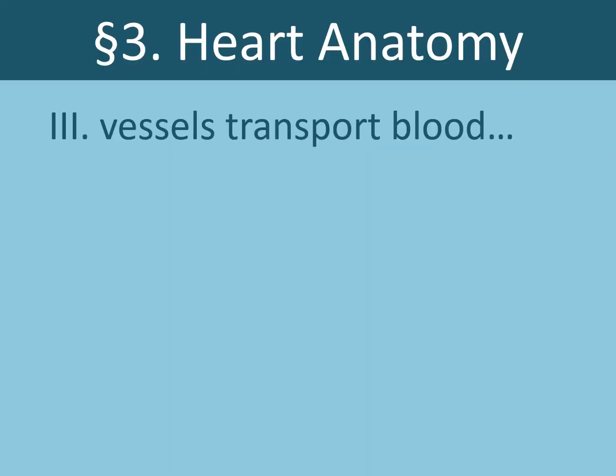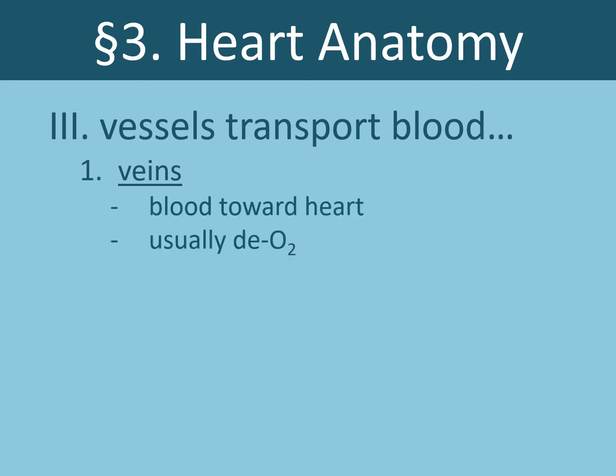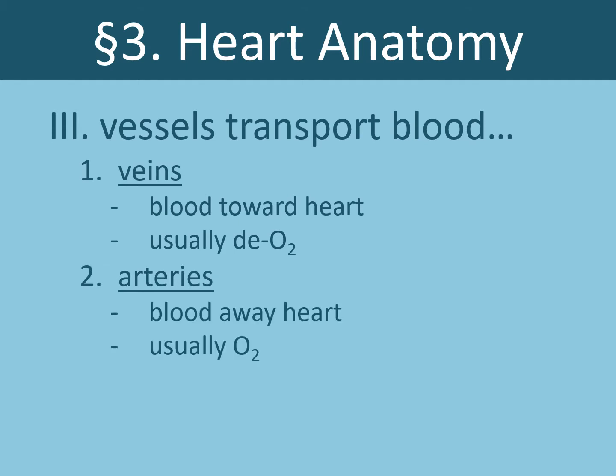The blood vessels in our body are used to transport blood. There are 2 major types of blood vessels. The veins transport blood toward the heart, and they are usually carrying deoxygenated blood, though there are some exceptions. The arteries carry blood away from the heart and are usually carrying oxygenated blood. Again, there are a few exceptions.